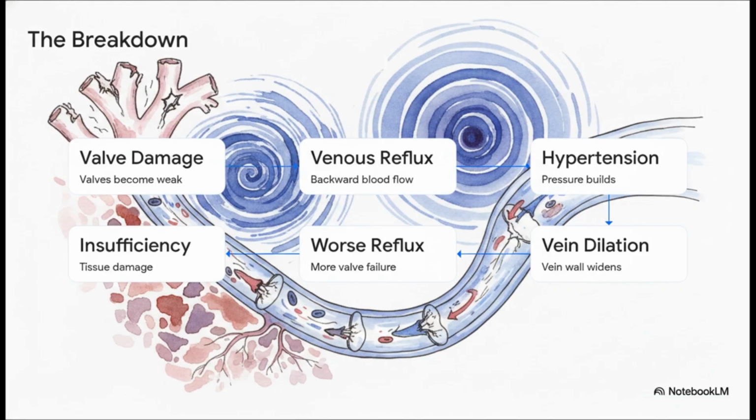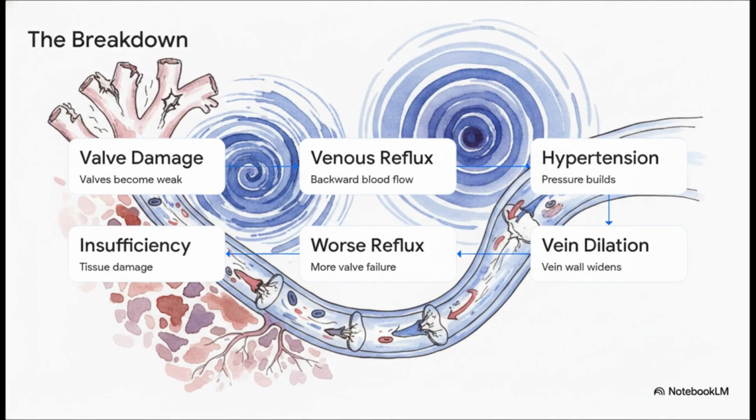This is where it really snowballs. Because the vein has widened, the valve leaflets are pulled further apart. They can no longer touch each other, which causes even more reflux. Insufficiency. Ultimately, this whole mess cascades into chronic venous insufficiency, where the persistent high pressure begins to damage the surrounding skin and tissues.